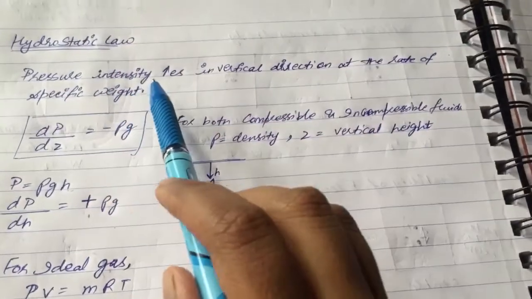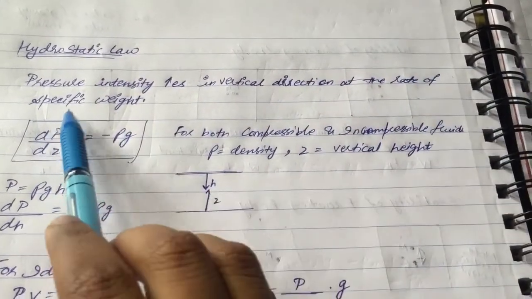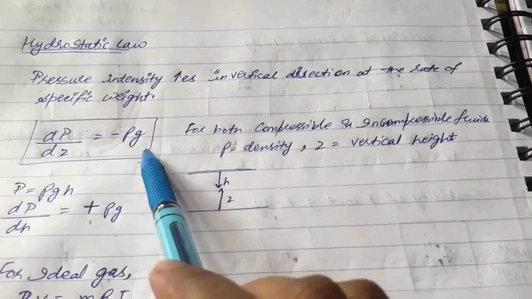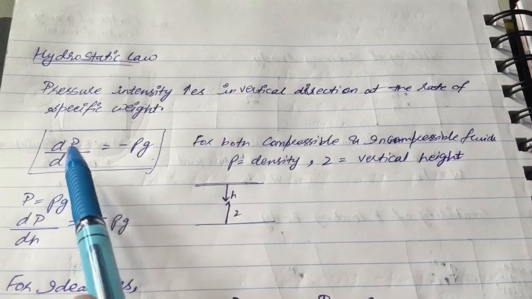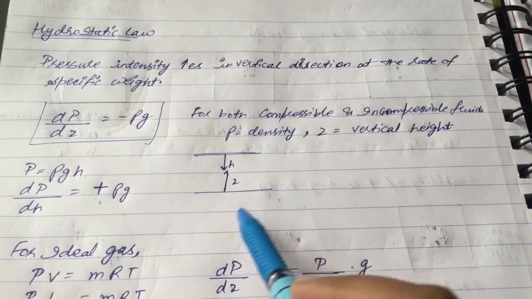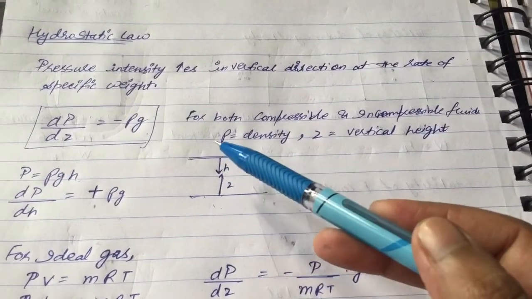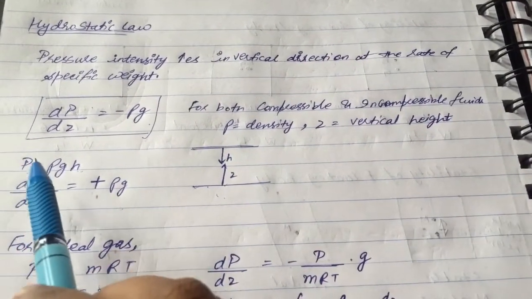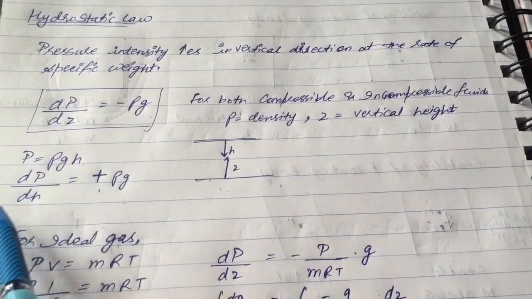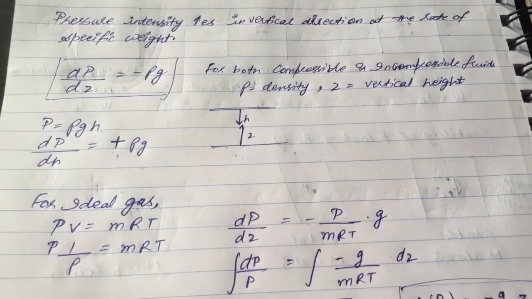Next we have hydrostatic law. It states that pressure intensity increases in vertical direction at the rate of specific weight. It is given as dp by dz is equal to minus rho g, where z is vertical height and rho is density, and this is valid for both compressible and incompressible fluids. So basically, in a system, z is our vertical height, and if we take height from the opposite direction, in that case we know pressure is equal to rho gh. So in case of height, dp by dh would be plus rho g.